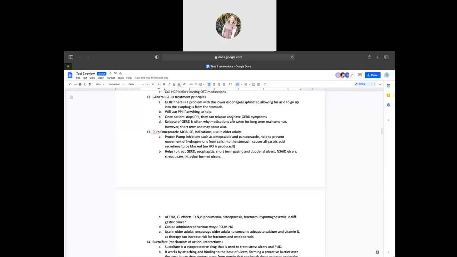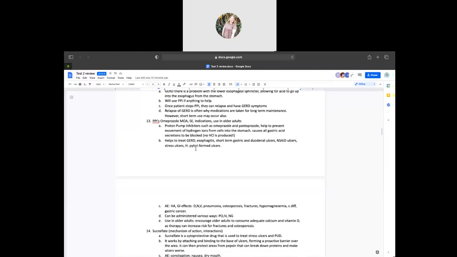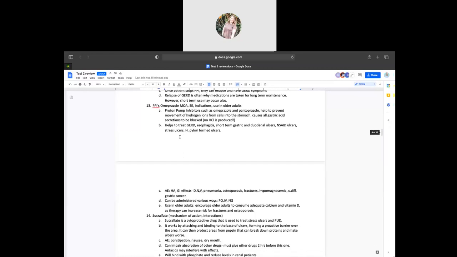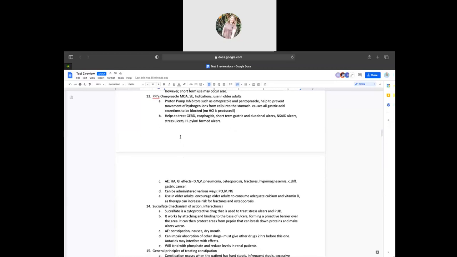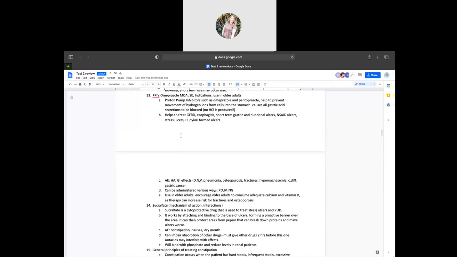Now, since we've mentioned PPIs, we're going to go into a little bit more information about these medications, because they're very common in the healthcare field. So, proton pump inhibitors such as omeprazole and pantoprazole, so it's going to be a lot of your prazole medications. These medications help to prevent movement of hydrogen ions into the stomach, causing all gastric secretions to be blocked and no HCl to be produced.